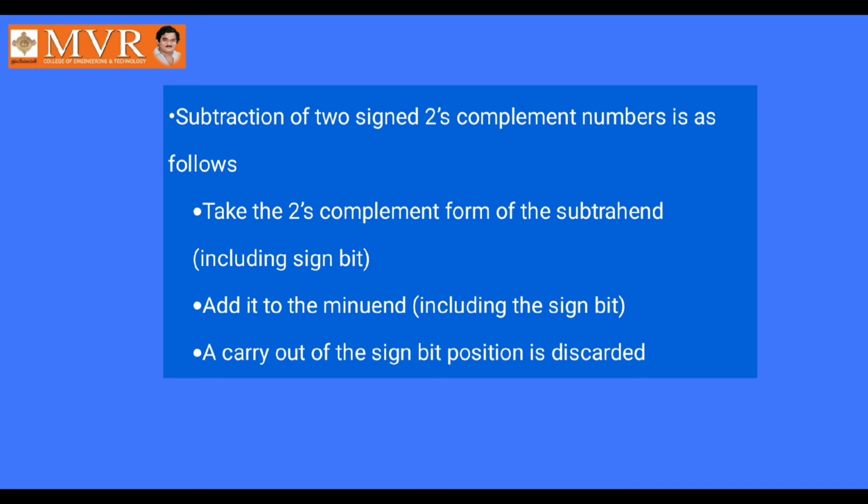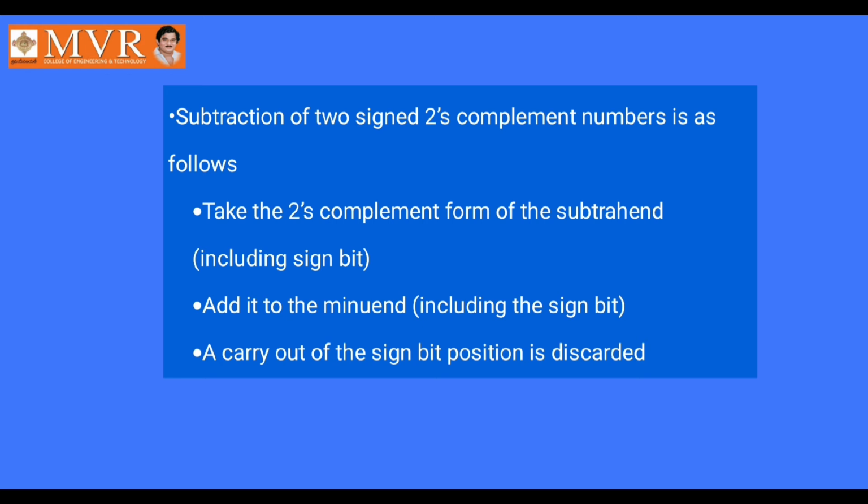If a carry is generated, you discard it. If no carry is generated, then you have to calculate the two's complement of the resultant value with a negative sign, and that is called the final result. I am repeating again. If a carry is generated, simply discard it and that will be the final result. No negative sign will be there because the first value is greater than the second value.